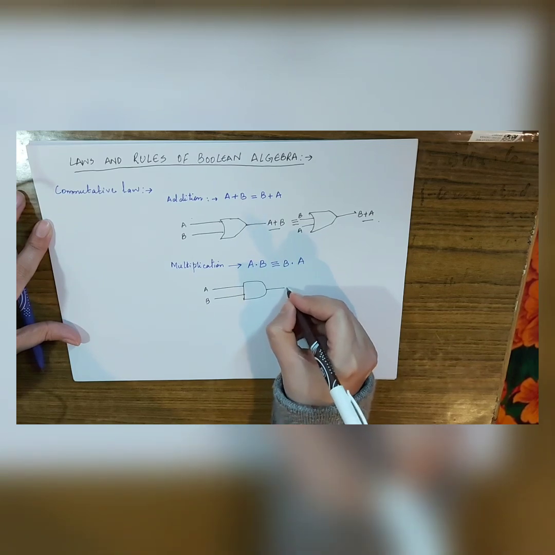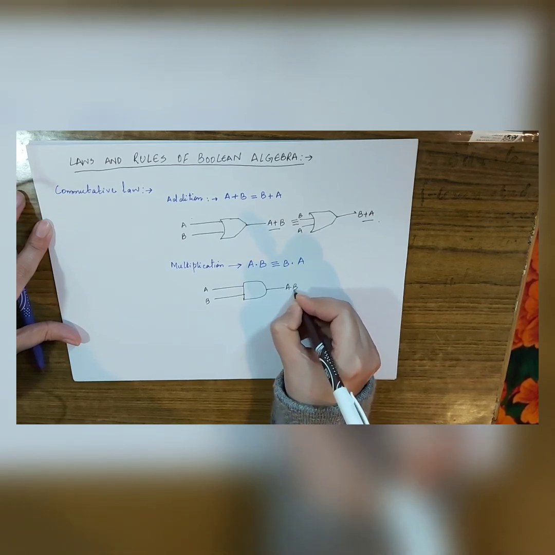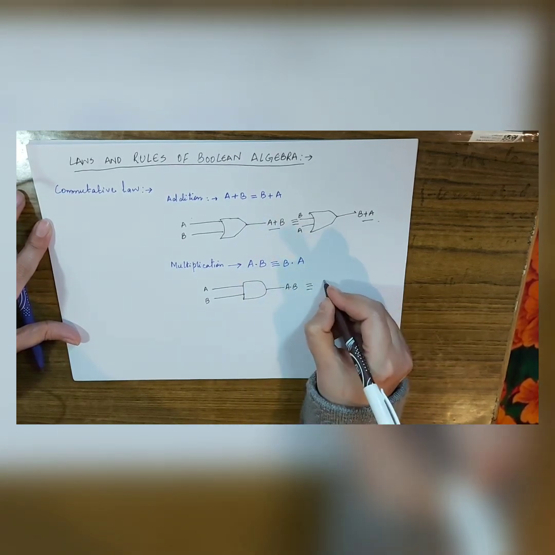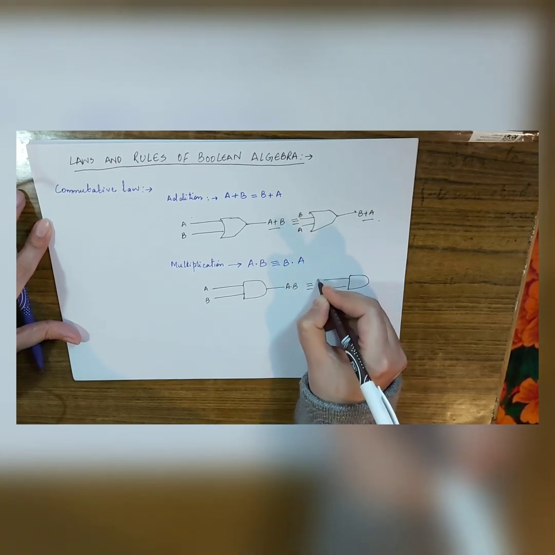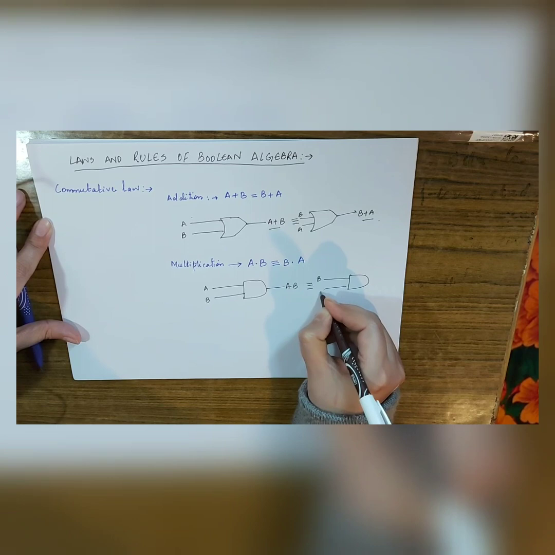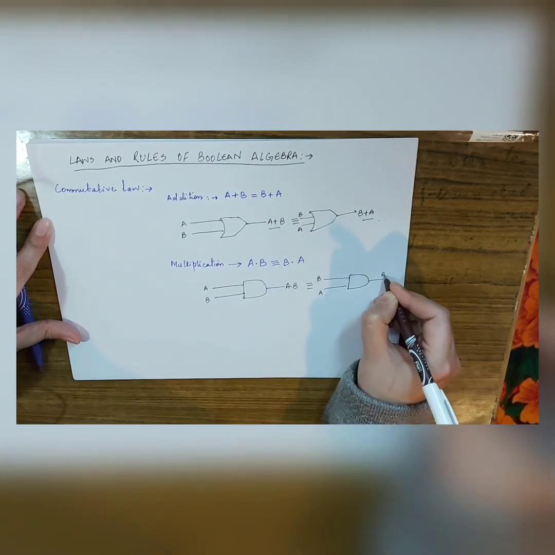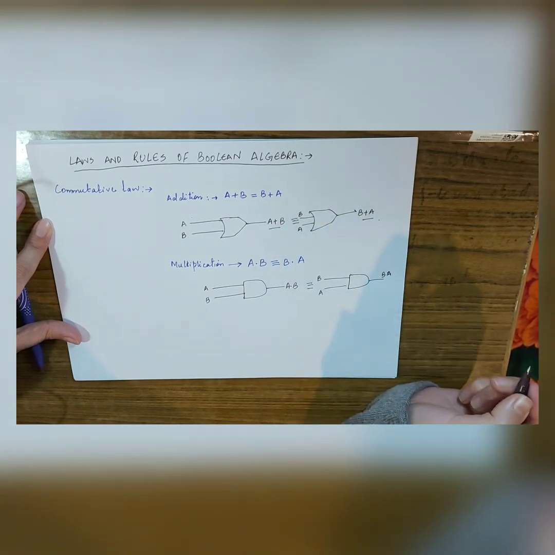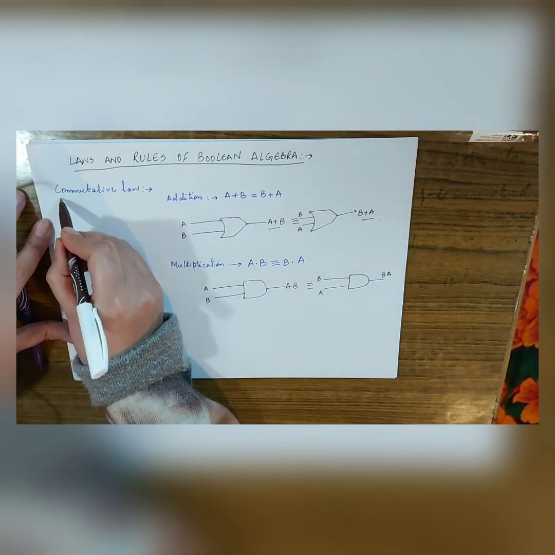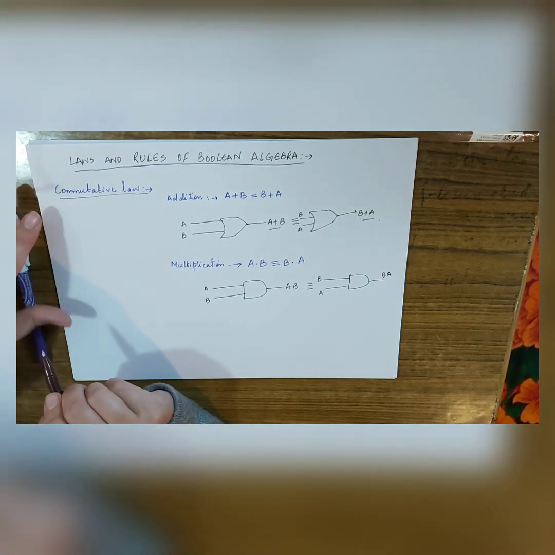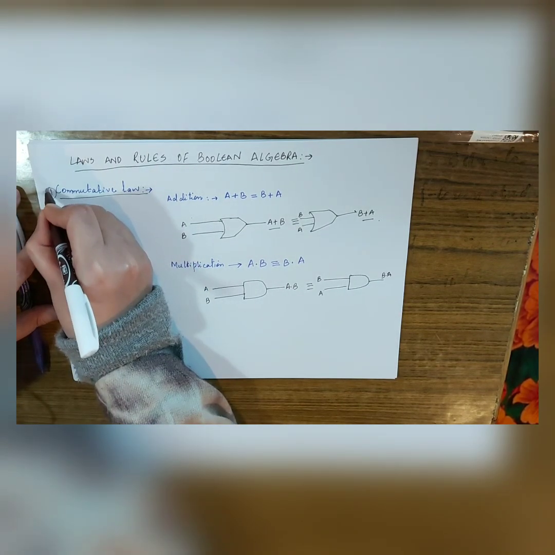So the output will be A and B. This will be equivalent to B and A. If we set this terminal as B and this terminal as A, the output will be B and A, but the results will be the same. So these two rules come under the commutative law. So this is the first basic law.